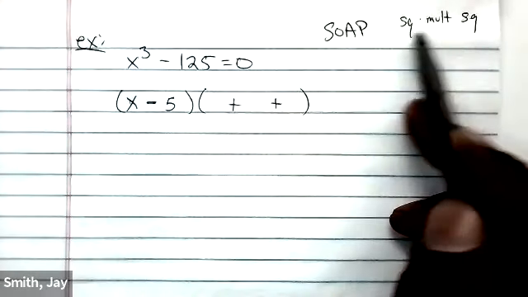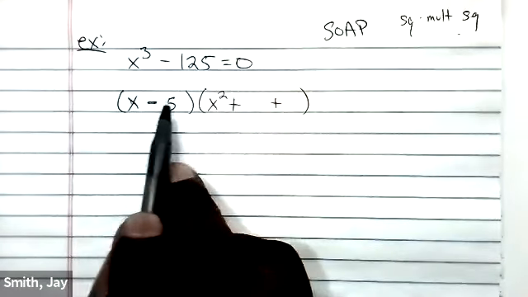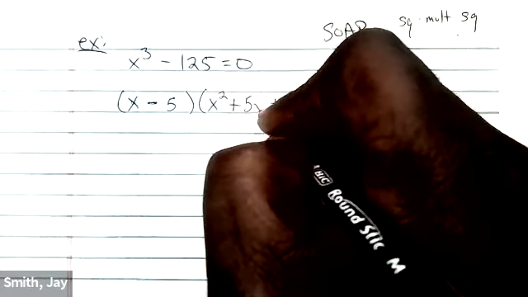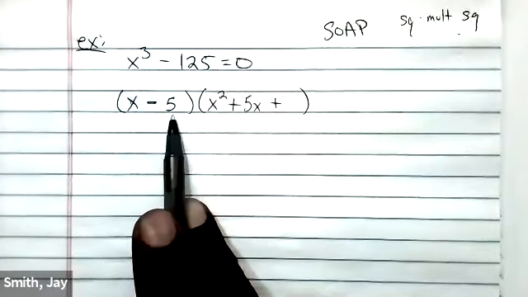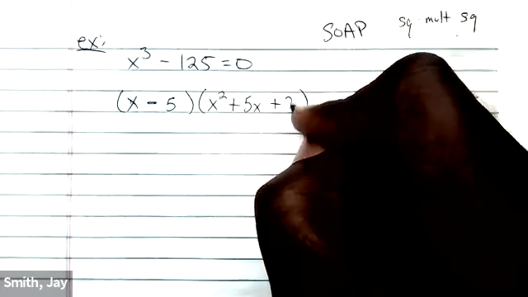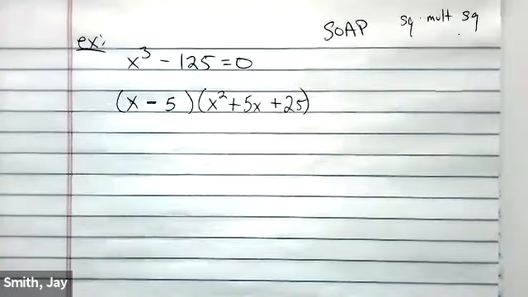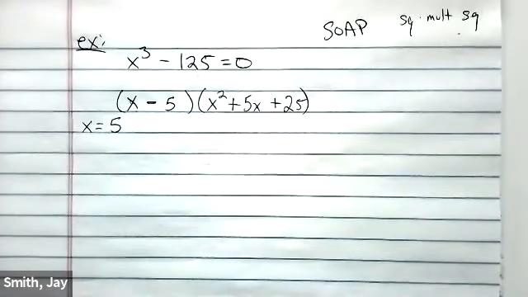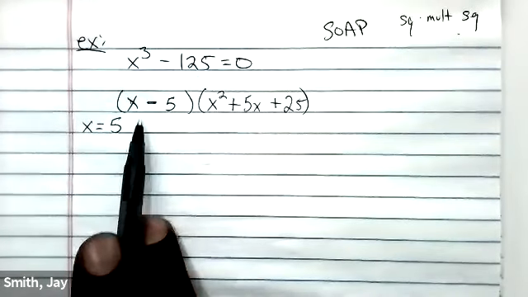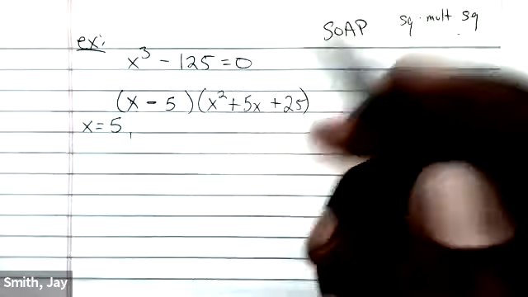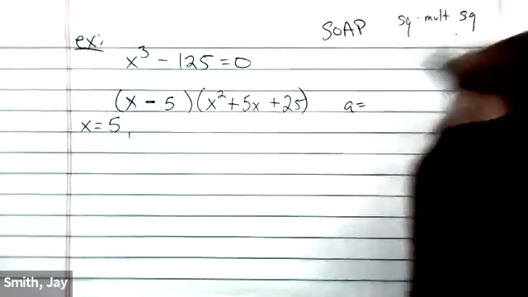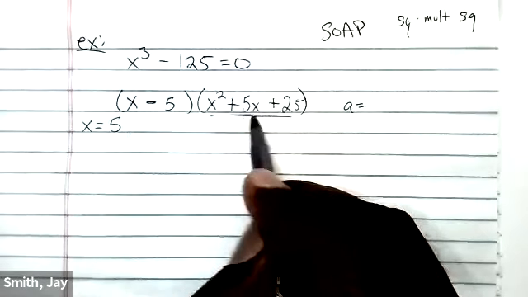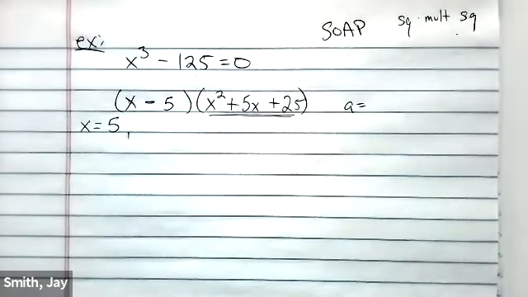This is when we're going to use our square multiply square. First element, x squared. Multiply the two: x times 5 gives me 5x. Last element, we're going to square the second element of my binomial. 5 squared, we know, is 25. So one of our solutions right off the bat, we can take the factor x minus 5, set it equal to 0, and we know 5 is going to be one of our solutions. We use the quadratic formula to find the solutions for the quadratic, x squared plus 5x plus 25.